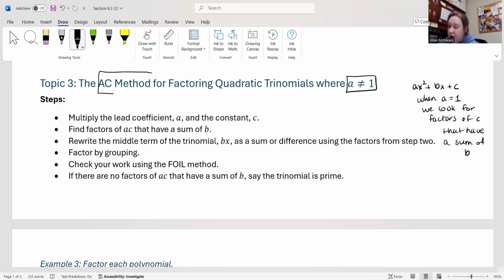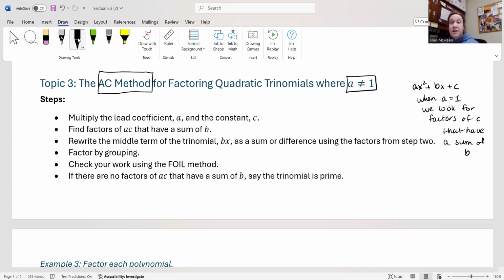Now, there are definitely other methods for factoring quadratic trinomials of this form. There's trial and error, there's these weird box methods. I find students are generally the most successful with this method, so this is the method I teach. You're certainly allowed to investigate other methods if you'd like.